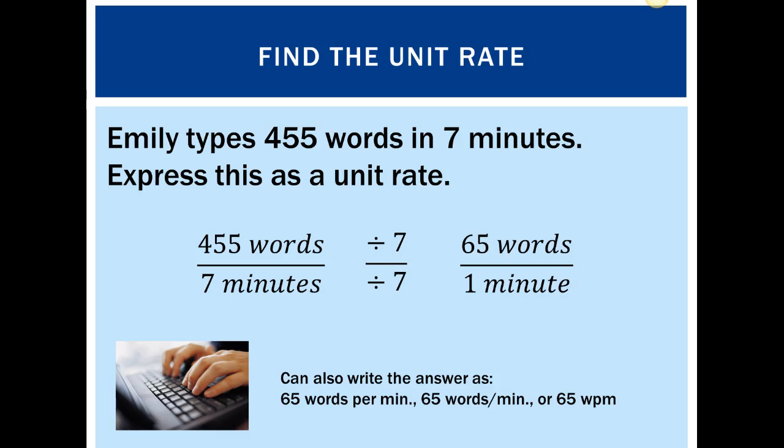If it's a well-known abbreviation such as words per minute, WPM, or miles per gallon, MPG, or miles per hour, MPH, it's okay to use that. However, if it's something like the number of hot dogs eaten per minute, we couldn't use HDPM because that wouldn't be a common abbreviation that everyone would know.